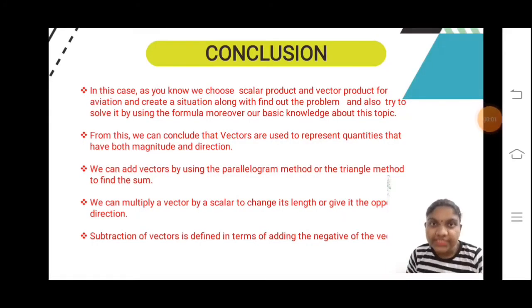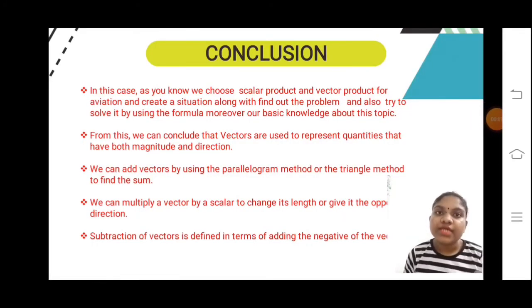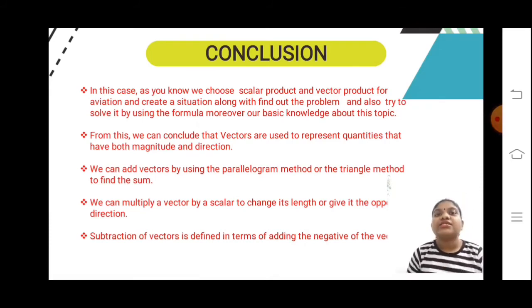In this case, we do the scalar product and vector product as we chose the aviation topic. In this topic, we create a situation and a problem and try to solve it using the formula. Moreover, we also have basic knowledge about this topic.